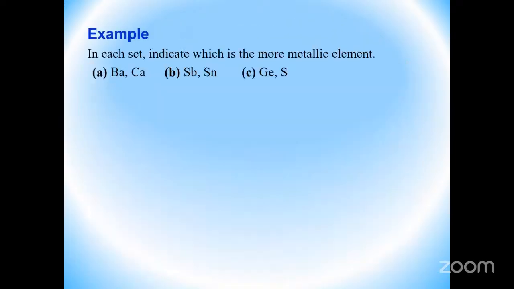Now, let's look at some examples here. This question says, in each set, indicate which is the more metallic element. Remember, the metallic properties increase as you go from right to left of any period and down any group. The first one, A, is barium. They gave you barium and calcium. Which of these two would you expect to be more metallic?